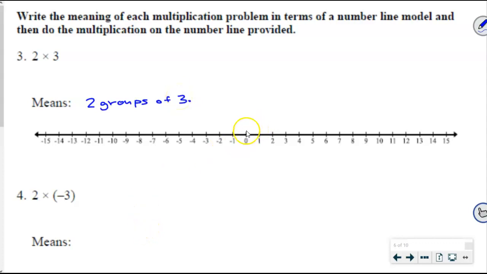So now I can model that. Here's my first group of 3 going from 0 to 3, and my second group of 3 going from 3 to 6. So again, there's that first group, there's the second group. So 2 groups of 3, we can see we landed right here on 6.